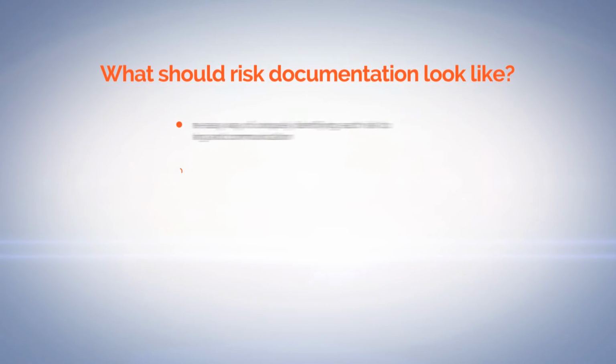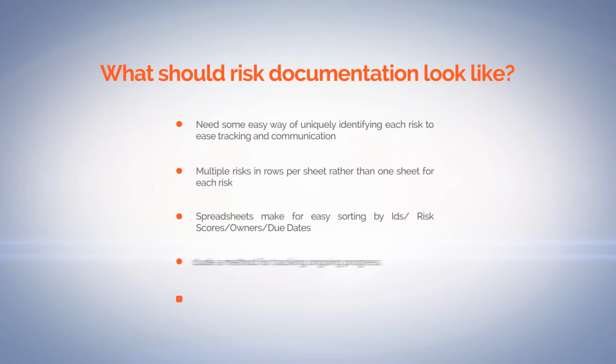You need some way to uniquely identify each risk to make communication and tracking easier. So number the risks from 1 to whatever. That's the easiest thing. Or some sort of alphanumeric system, putting all risks that have got the same sort of risk, the same point that they're all coming from, with the same letter. Whatever, it doesn't matter. Multiple risks in rows per sheet rather than one sheet for each risk.